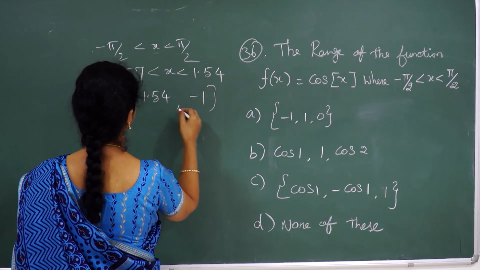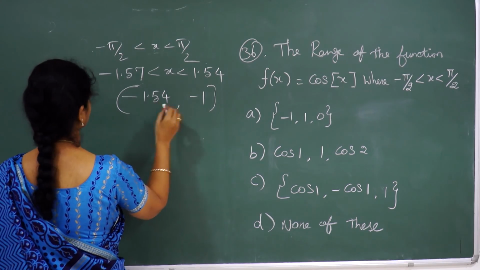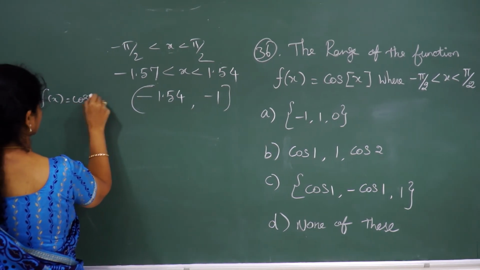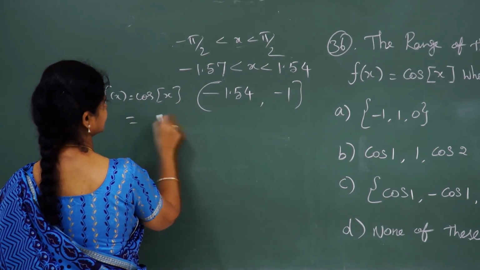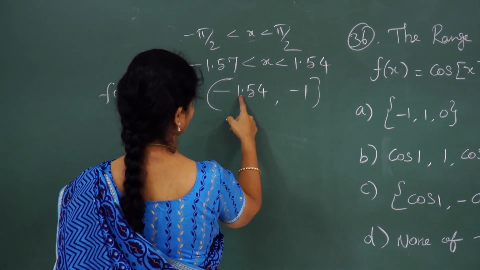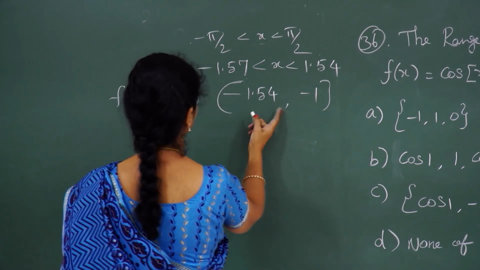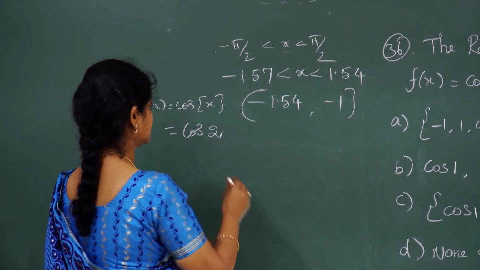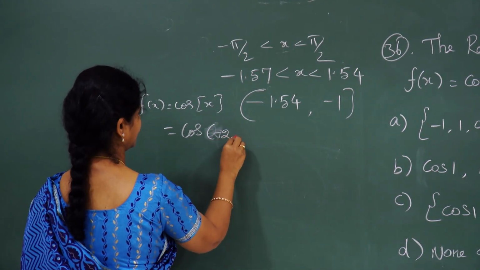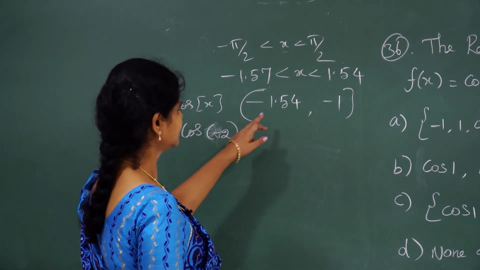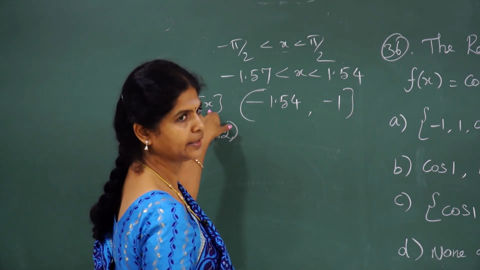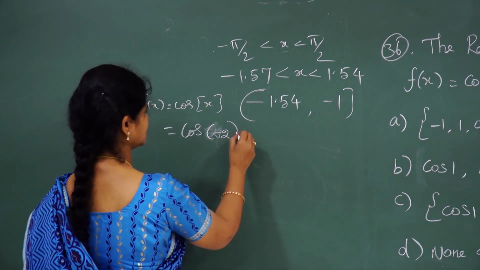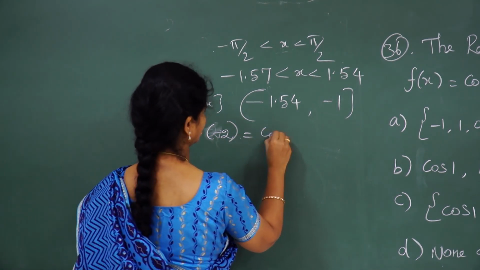From minus 1.57 to minus 1. In this interval, what is the value? So f of x equal to cos of the greatest integer of x. That is, it takes the value from minus 1.57 to minus 1, so the greatest integer is minus 2. So cos of minus 2. Cos of minus 2 is an even function, therefore cos 2.